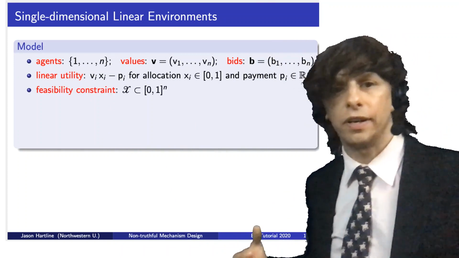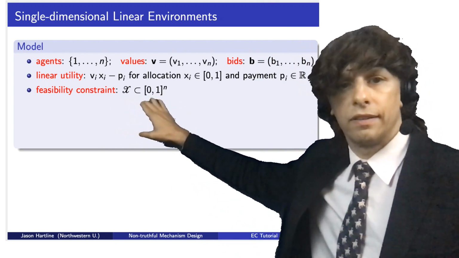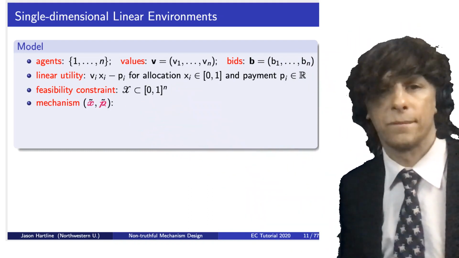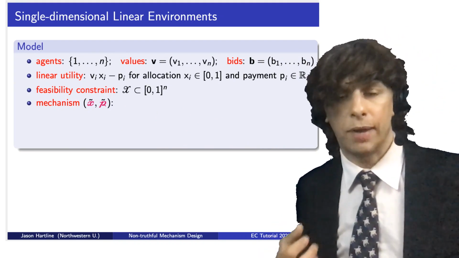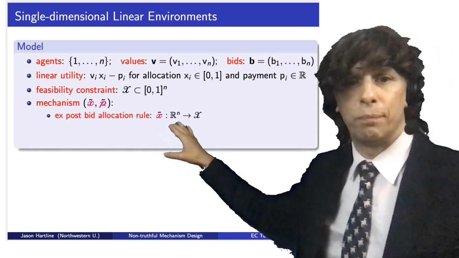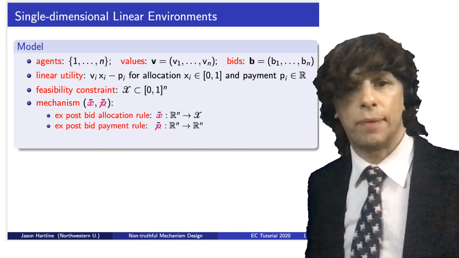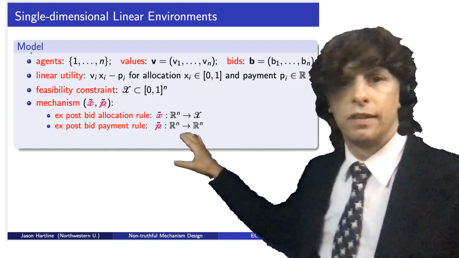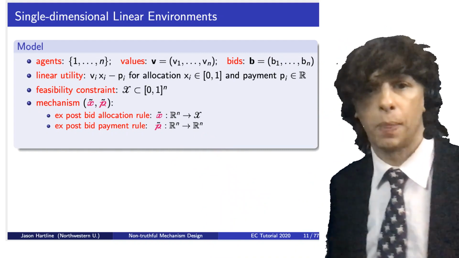The designer has a feasibility constraint, which we will denote by calligraphic X, which is just a restriction of the set of allocation probabilities that can be produced. A mechanism we will denote by the bid allocation and payment rules as follows. The ex post bid allocation rule is going to map a profile of bids, one bid for every agent, to a feasible allocation X. The ex post bid payment rule is going to map, likewise, a profile of bids into a profile of payments, one payment for each agent.